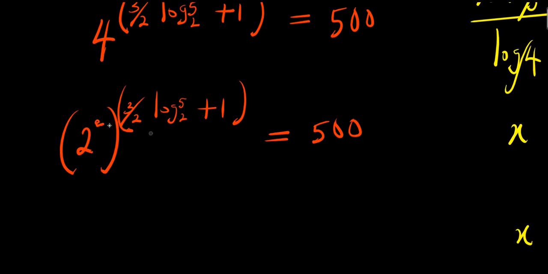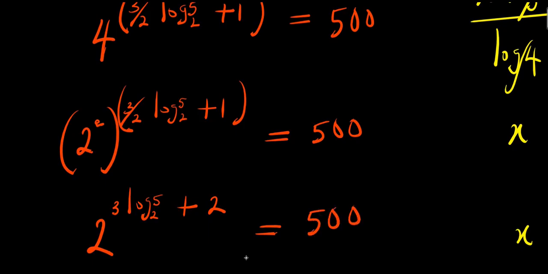I can multiply this out. 2 times 3. So you have 2 power 2 times 3 over 2, that is 3, log 5 to the base of 2, plus 2 times 1, that is 2, equals 500.